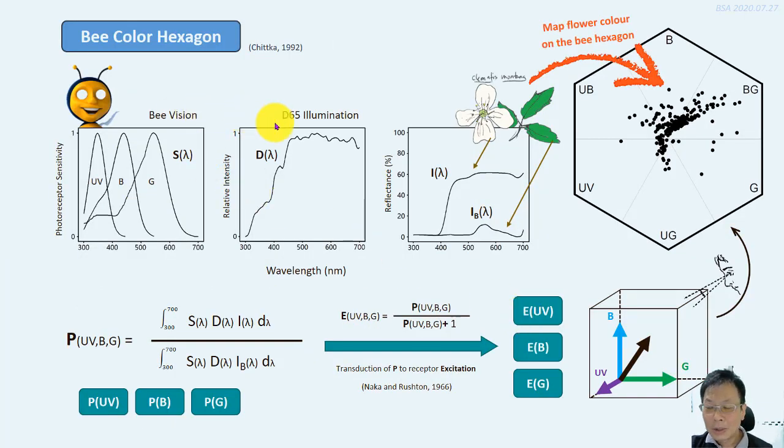Okay, for the bee, we should not use human color perception to determine flower color. So we measured the petal color reflectance from UV through all visible light, and matched it to bee vision neurons. This can be converted into the bee hexagon. That means we map all species' flower colors onto the bee hexagon, so you can see the distribution of flower color in the bee's eye rather than the human eye.